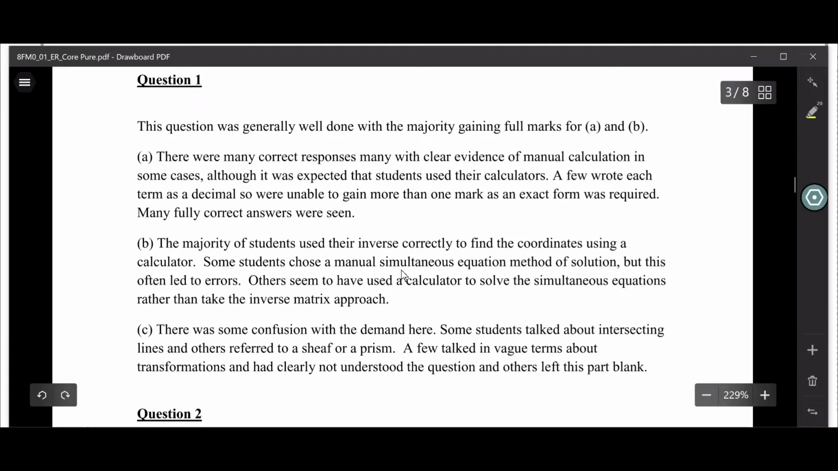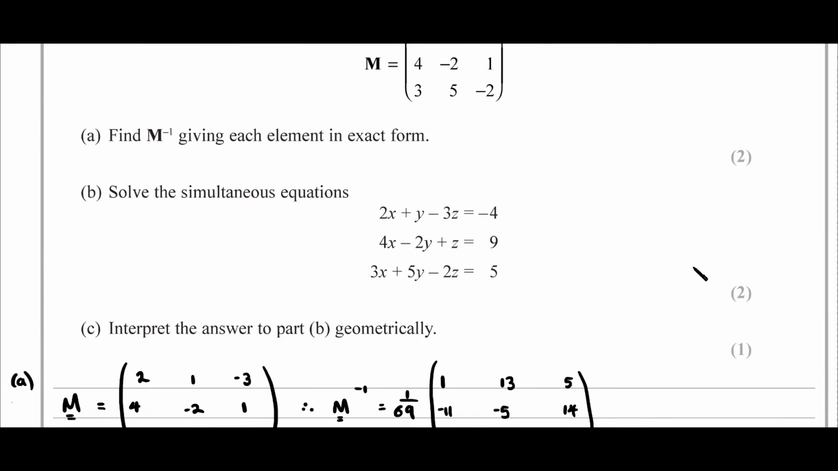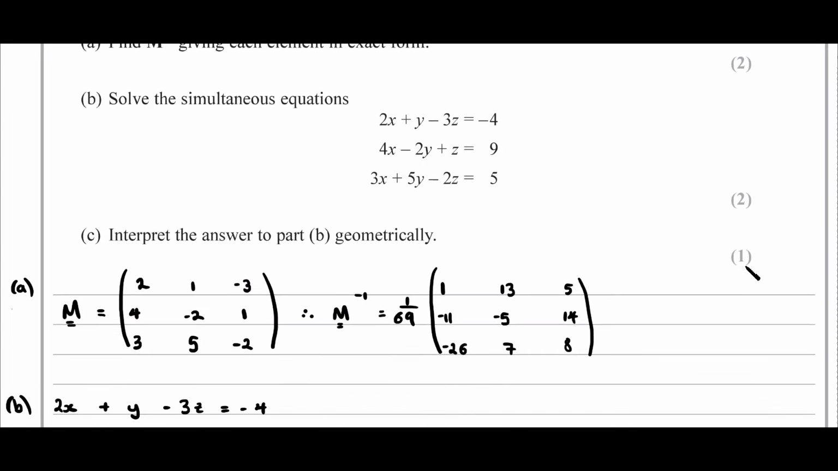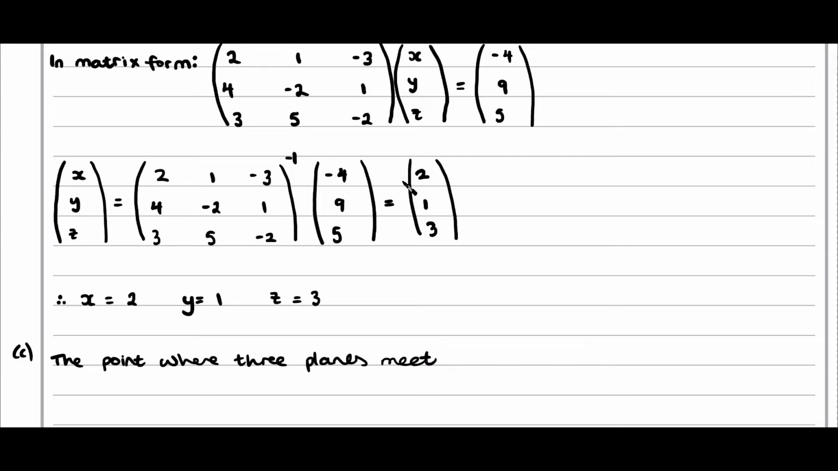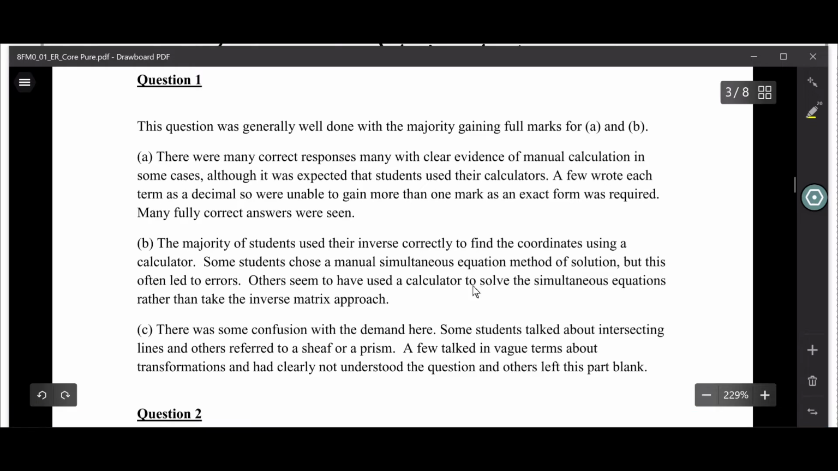Some students chose a manual simultaneous equation method of solution, but this often led to errors. Now, with that being said, if you go back to the question, it's only worth 2 marks. So if you're doing a manual method to work out this simultaneous equation, then you have to think to yourself, is this really worth the number of marks for the effort I'm putting in? And others used their calculator to solve the simultaneous equations rather than take the inverse matrix approach.